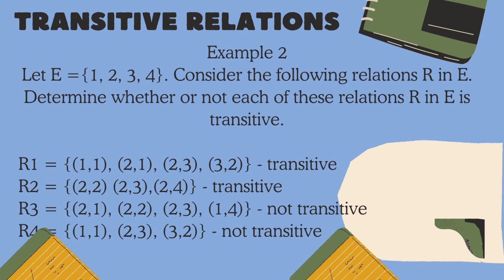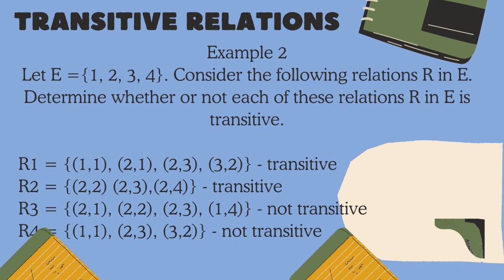Example number 2. Set E is composed of 1, 2, 3, and 4. Consider the following relations R in E. Determine whether or not each of these relations R in E is transitive. R1. Set R1 is equal to {(1,1), (2,1), (2,3), (3,2)}. This set is transitive because they are correlated to each other. R2. Set R2 is composed of (2,2), (2,3), and (2,4). This is also transitive.